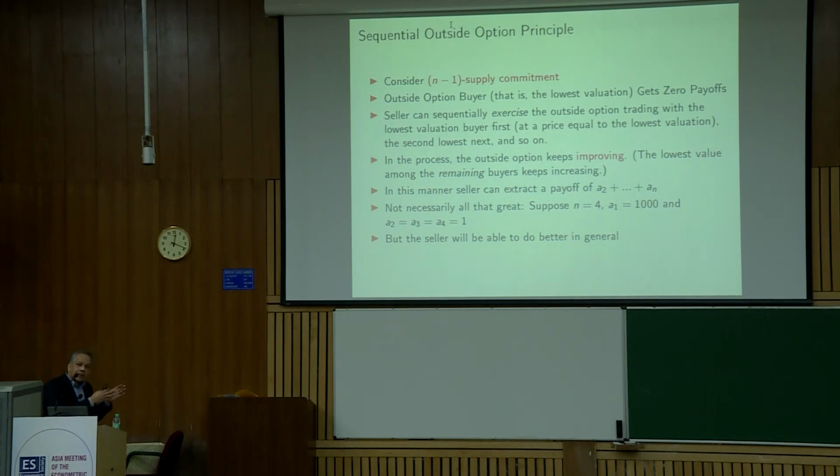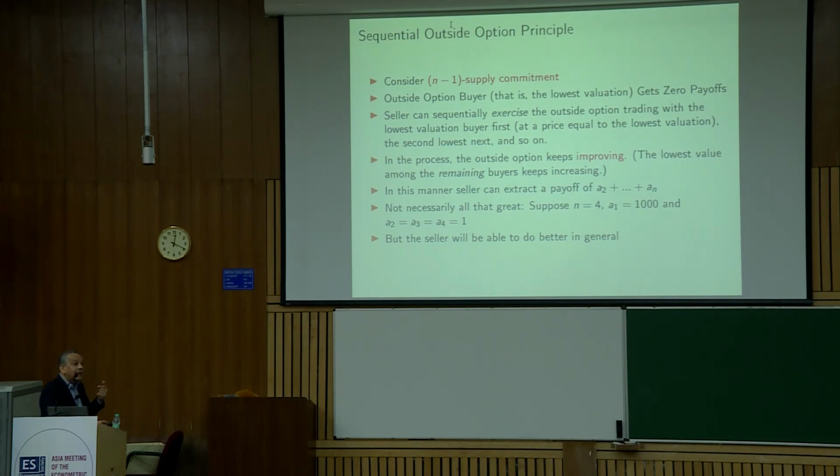That's a simple immediate consequence of their being the lowest valuation buyer, and there's a restriction on how many buyers you're going to trade with. So the buyer at the bottom of the heap, when one buyer is to be excluded, has a 0 expected payoff, and you can extract full surplus from that buyer. So an available strategy for the seller is to go to the lowest valuation buyer and extract full surplus from that buyer.